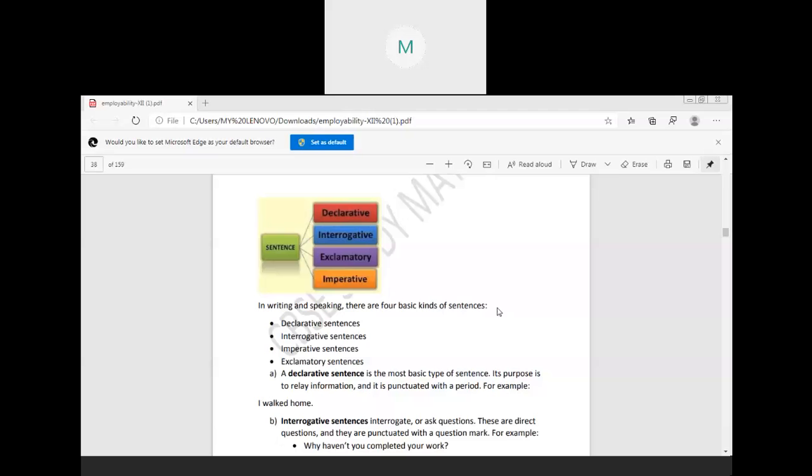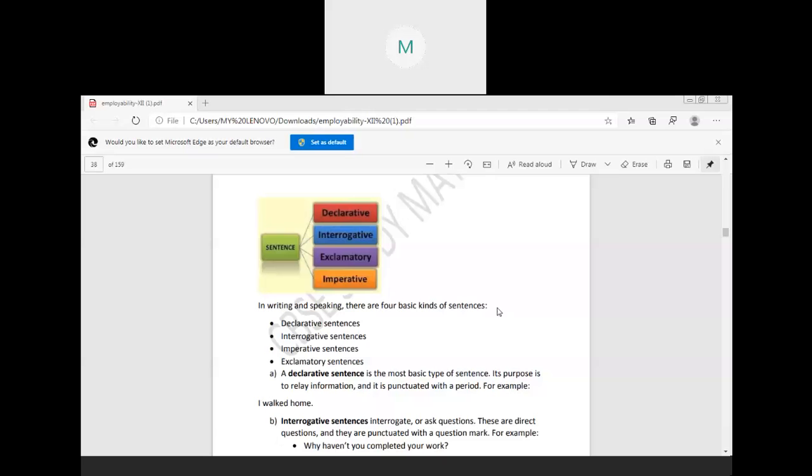So the complex sentences are those in which we are having one dependent and one independent clause, जहाँ पे हमारे दोनों चीजें होती हैं, इंडिपेंडेंट भी होता है और डिपेंडेंट भी होता है. Those sentences are known as the complex sentences.